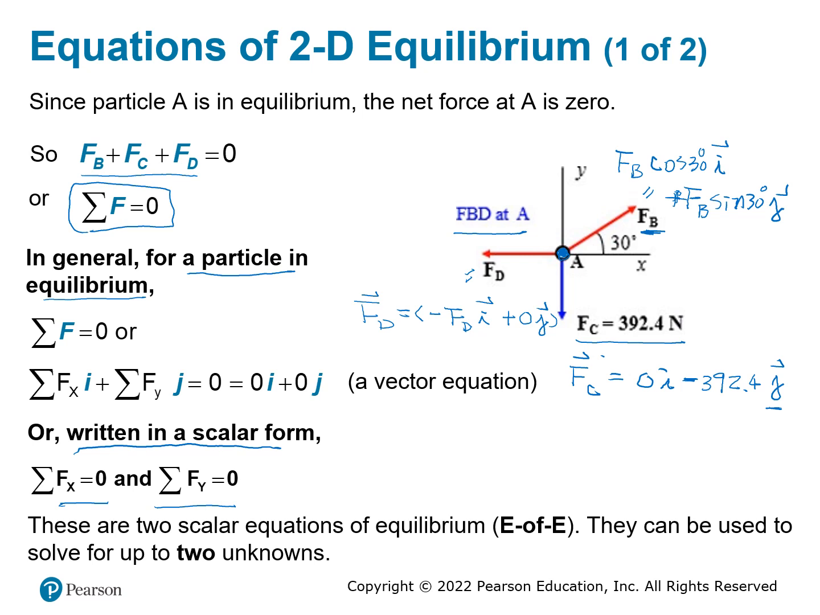So how many equations are we going to have? You're going to have 2 equations. And how many unknowns? We have 2 unknowns, that is F of D and F of B. F of C we already know is negative 392.4, so you don't need to solve for F of C. And that's how we solve this problem.